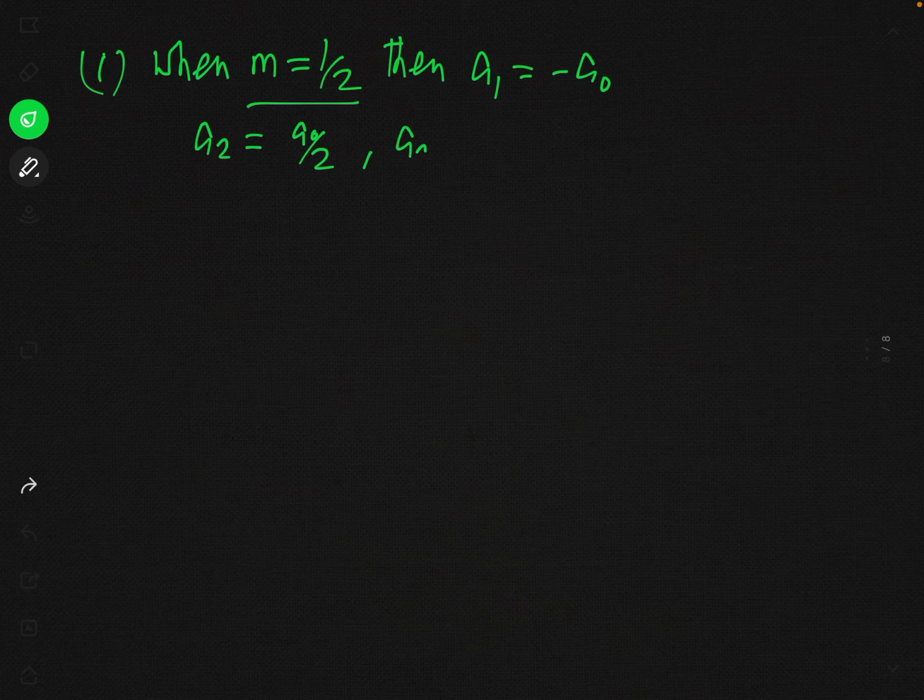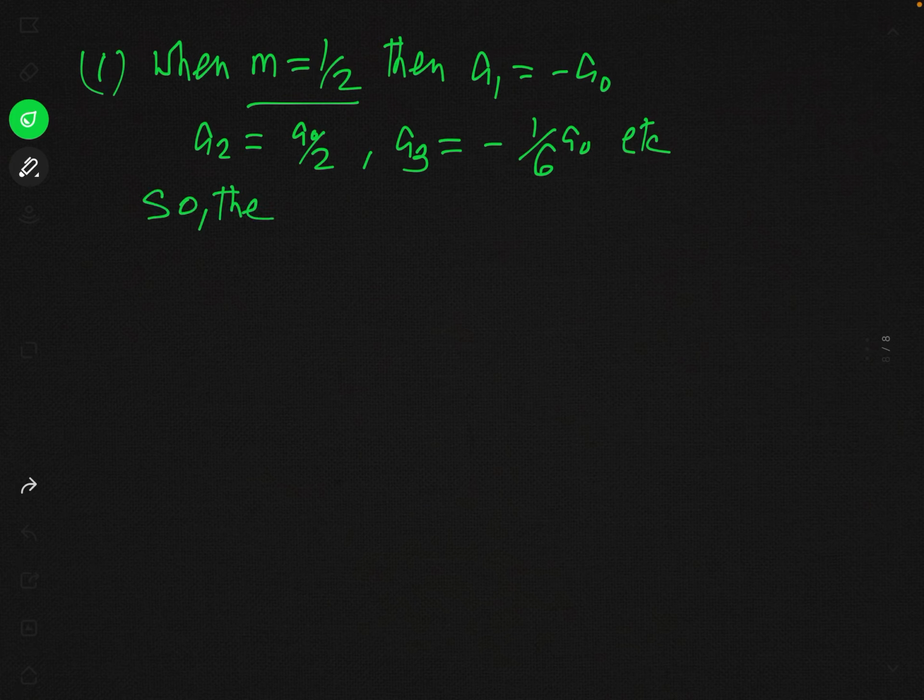And similarly, when you find the value of a3, putting m equal to half, you will get minus 1 over 6 into a naught. And in this way you can get the other coefficients too. So now we will write the first solution.